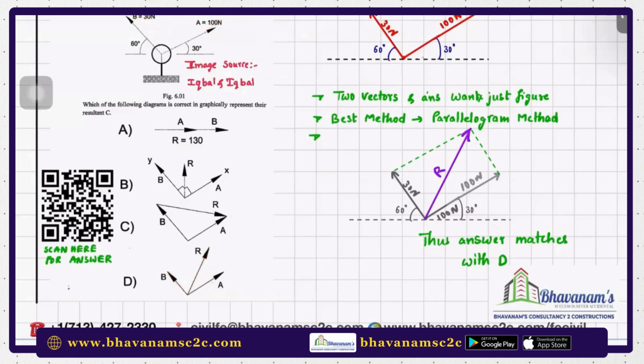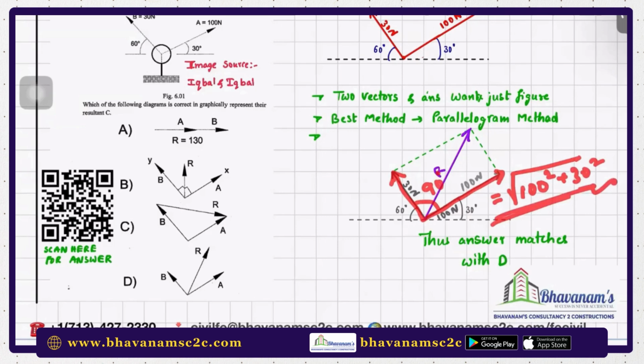Suppose its answer is, you can physically see it. If this is 100 and this is 30, then it will look like this. And since it is 30 degrees and 60 degrees, the total is 90 degrees, so this will be 90 degrees again. These are simply perpendicular vectors. If they are perpendicular vectors, the resultant is nothing but the square root of 100 squared plus 30 squared.